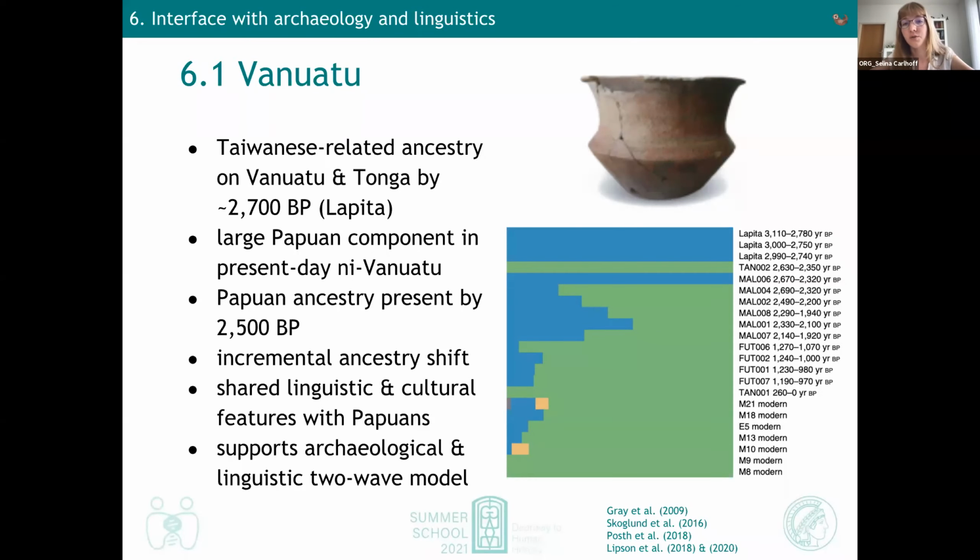Whereas from around 2,500, there's this influx of Papuan related ancestry, which slowly increases over time. And then in the modern individuals, which are at the bottom of this graph, you can see that they have both Austronesian and Papuan ancestry, but the majority is really Papuan related. However, what's interesting here is that the languages on Vanuatu are still mostly Austronesian related. There are over 120 languages spoken just in this archipelago.